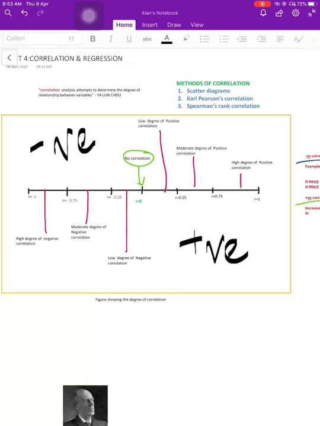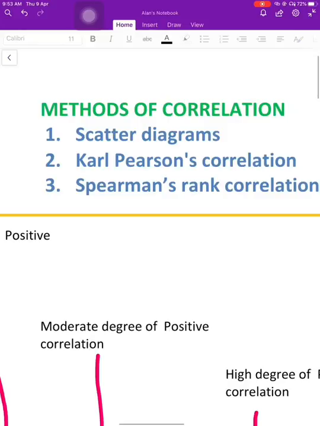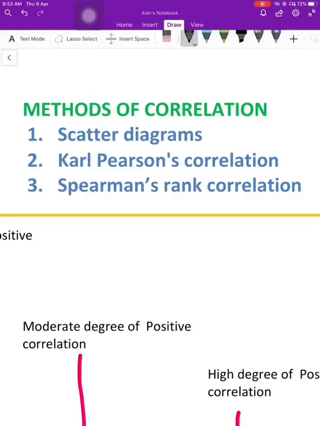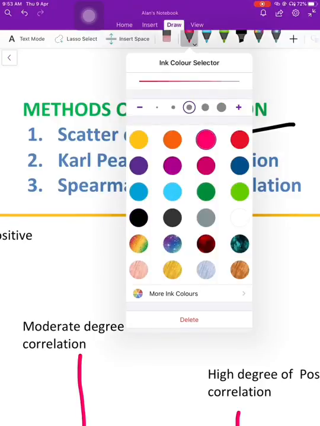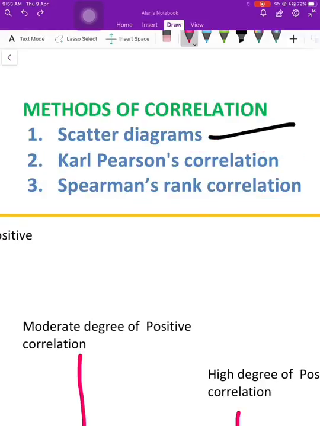When we are talking about correlation, there are certain methods through which we do the correlation. The first one is scatter diagrams, the second one is Karl Pearson's correlation, and the third one is Spearman's rank correlation. Scatter diagram is a completely theoretical aspect, and you don't have to worry much about it. It's a very logical thing. But right now, we will be seeing what Karl Pearson's correlation is, and this is where we are giving our focus.